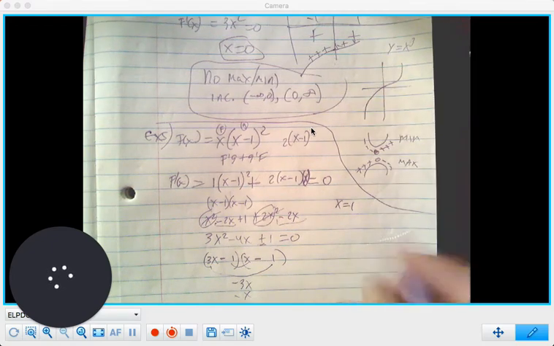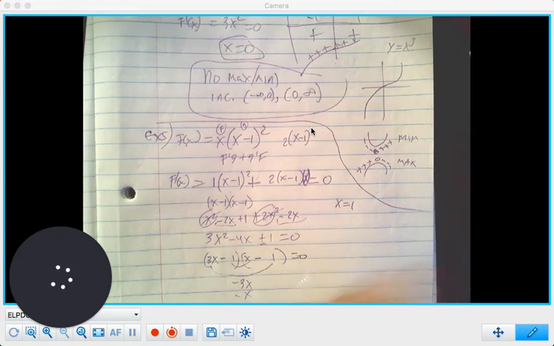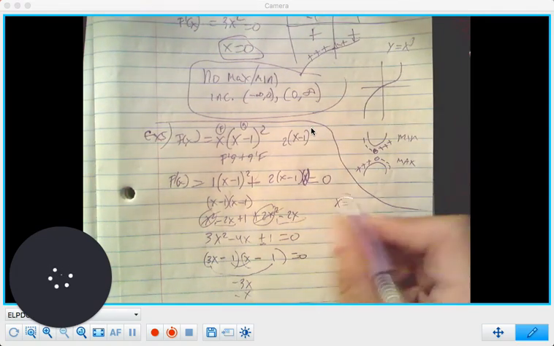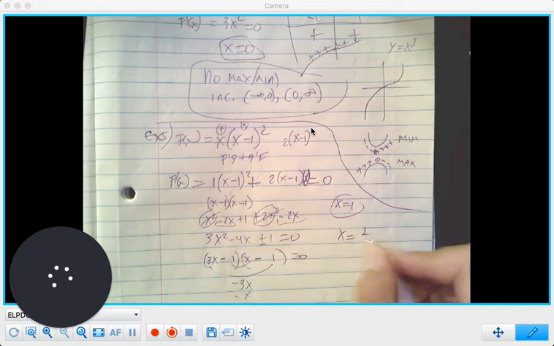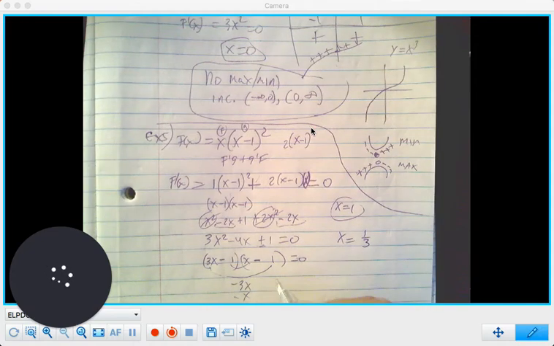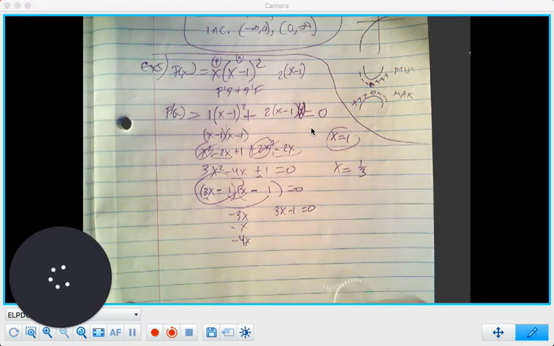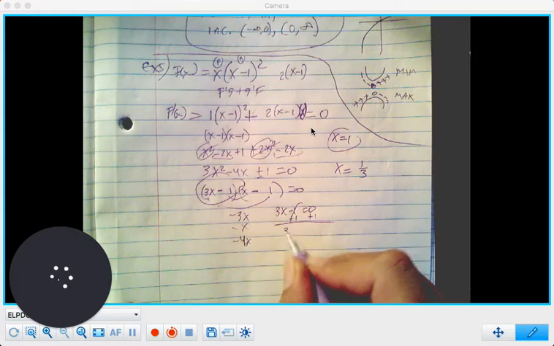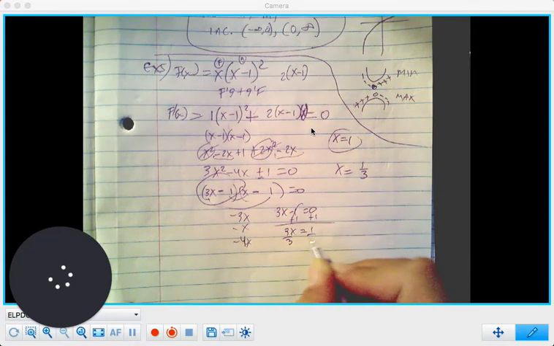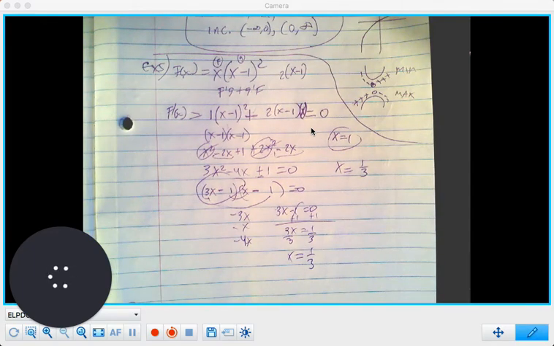So this is equal to 0, which means that x is going to be equal to 1, but also x is going to be equal to 1/3. How do I know this? Look at this. 3x minus 1 equals 0. So plus 1, plus 1. 3x equals 1, divide by 3, divide by 3. x equals 1/3.